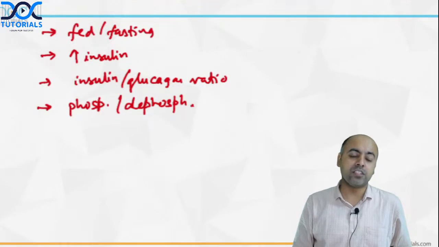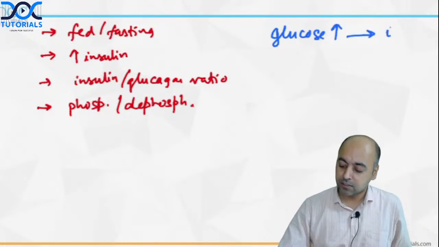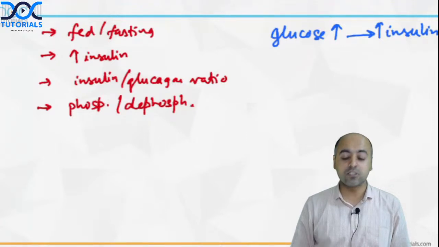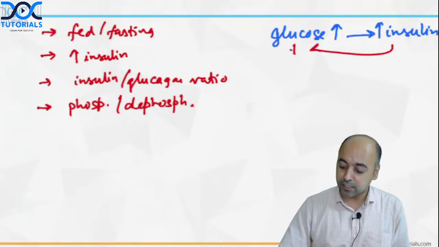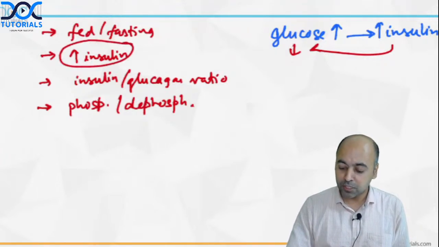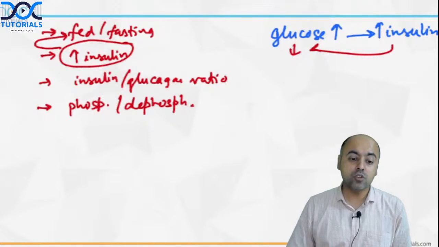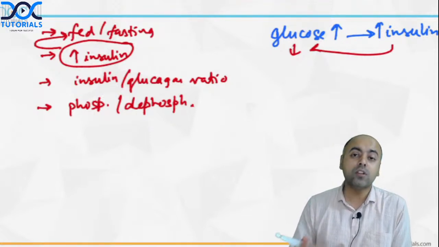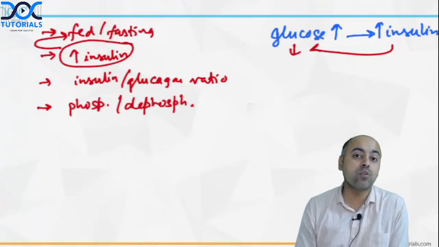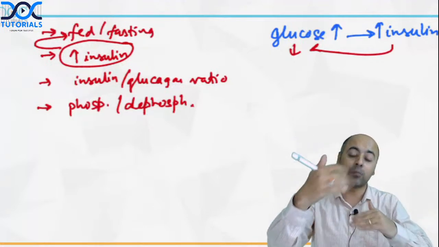So what you have to remember is very simple. When glucose level increases, the insulin will increase. Its purpose is to decrease the level of glucose, right? So increased insulin means we are talking about the fed state. They are one and the same thing. Talking about the insulin glucagon ratio, you know that insulin and glucagon have a reciprocal relationship, right? If insulin level rises, the glucagon level will fall. If the insulin level falls, the glucagon amount will rise.